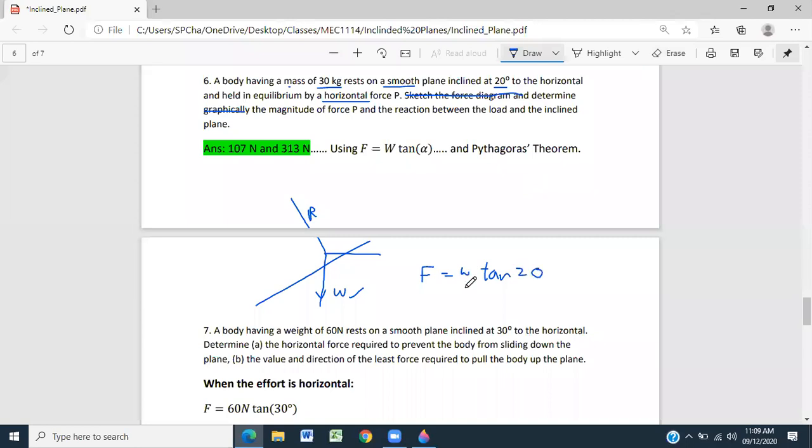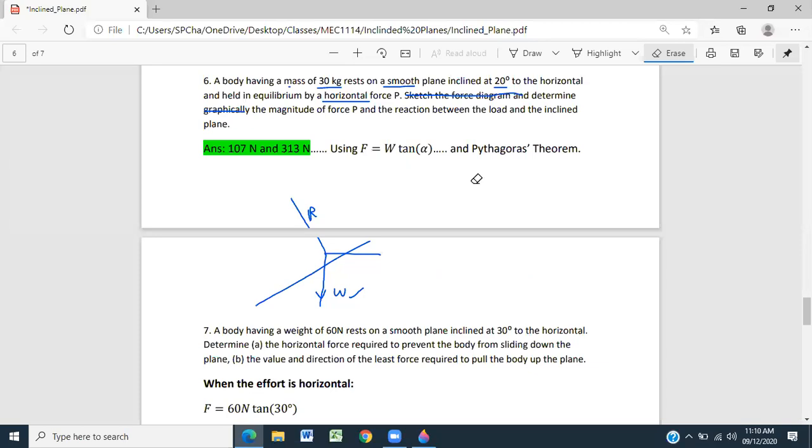And the weight is 30 kgs times 9.81 times tan 20, right? So work this out and tell me whether or not you get 107, and then we'll work for the force R.